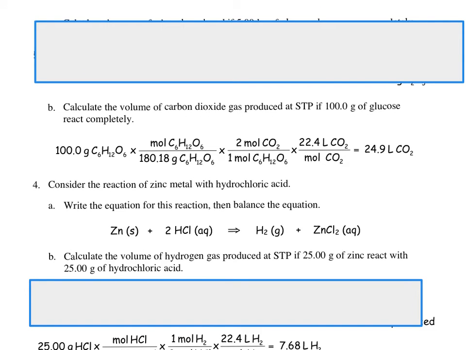Part B asks what volume of carbon dioxide gas would be produced if only 100 grams of glucose reacted completely. So we're looking for a volume at STP. That's our target. And we're starting with 100 grams of glucose. That's where the calculation will start as we do our problem solving. And here's what that calculation will look like. 100 grams of glucose, converting that to moles first, using the mole-to-mole ratio from the balanced equation.